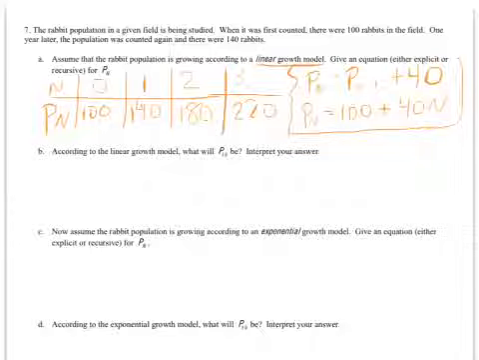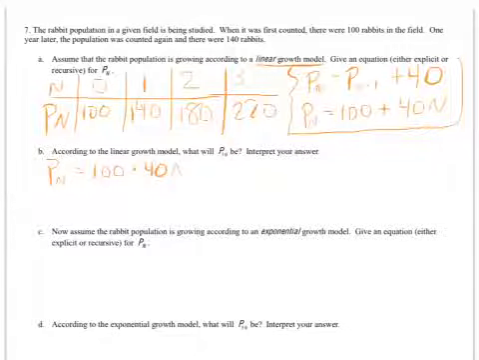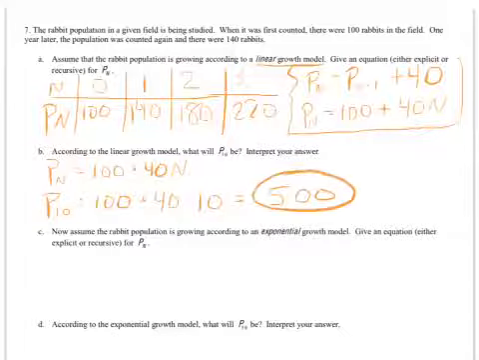And then according to this model, P10, the easiest way to calculate it would be to use the explicit formula, because I know P sub n is 100 plus 40n. So P sub 10 should be 100 plus 40 times 10, which is 500 rabbits. But you could also come up with 500 by continuing the table that we started right here.